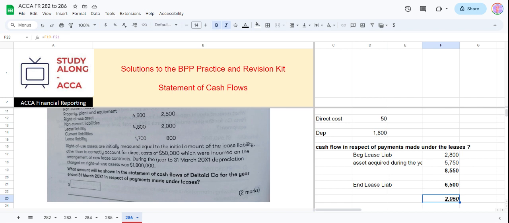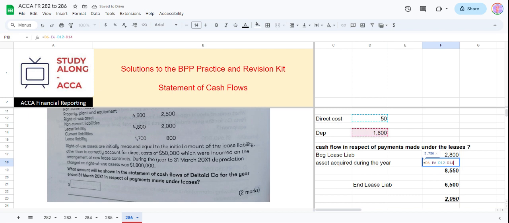Just maybe we can do a quick recap of how we do it. It's a simple, I would say, 4 to 5 lines of calculation. We will take the beginning lease liability. We will mention it here. We will calculate how much money we paid to acquire the asset. Remember, depreciation will be an add back. We did ending minus beginning, then depreciation will be an add back, and direct cost will be a deduction here. We will deduct it because it's part of the ROU asset, but not part of the lease liability. And the question is asking about cash outflow for lease liability only.